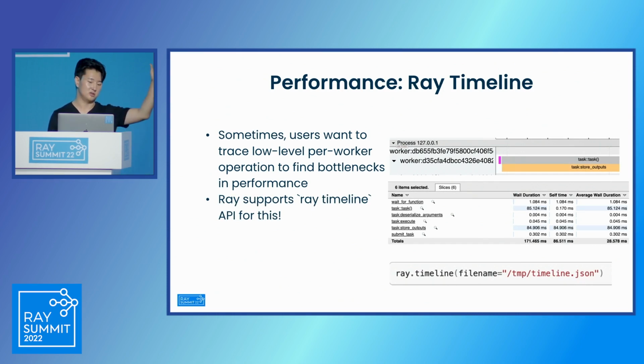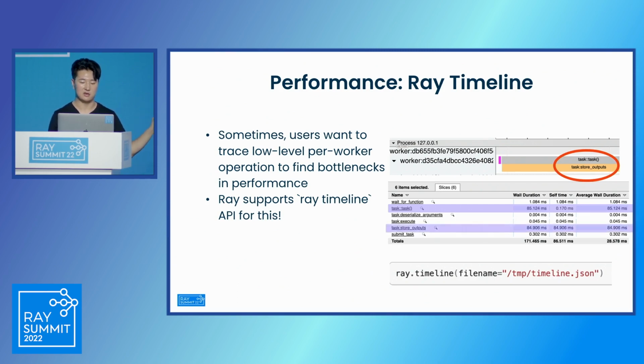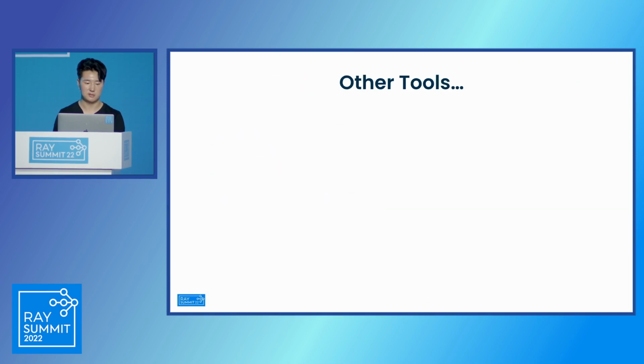So you're able to actually see all the workers, and for each worker you can see how long each operation takes. So in this example, we have a task, and the task store output took most of the time. And it also shows the duration like this. For 85 milliseconds, it was running a task, and out of those 85 milliseconds, it was storing the output, meaning the bottleneck is storing the output. So you can figure out what the exact problem is.